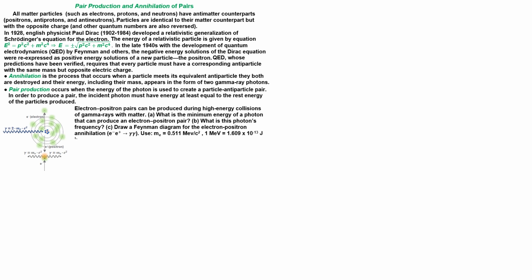Pair production can only occur if the incident photon has enough energy to account for the rest energy of the two particles created. In short, the incident photon must have at least 2 times the electron rest energy. To calculate this energy, we use Einstein's equation. To solve item B, we use Planck's equation.